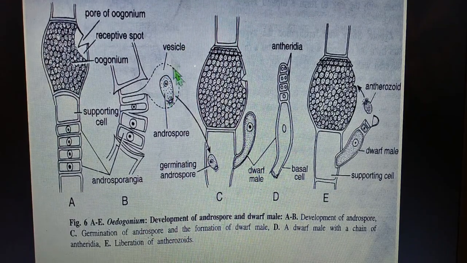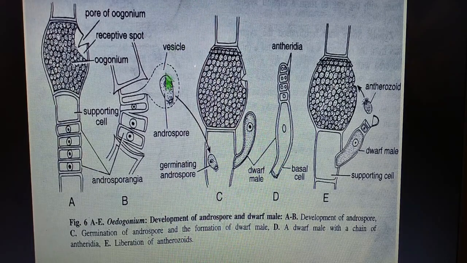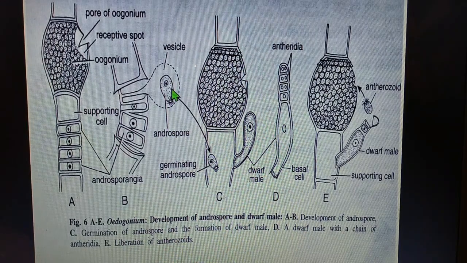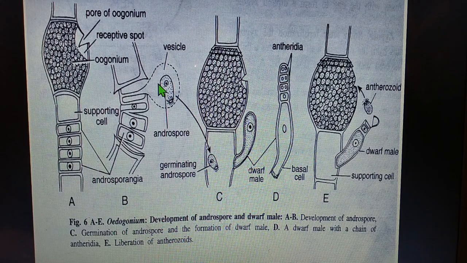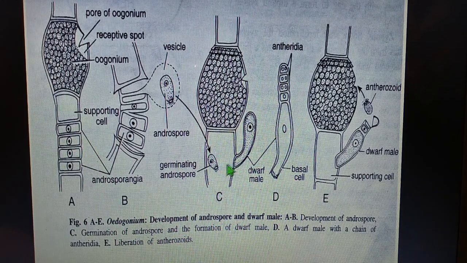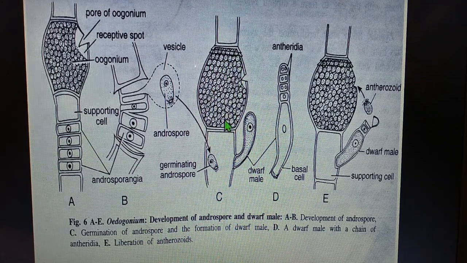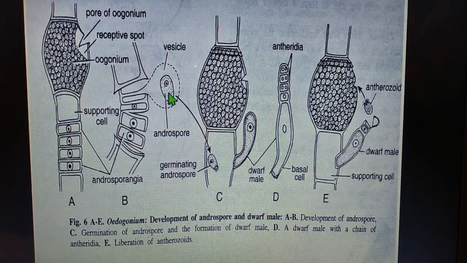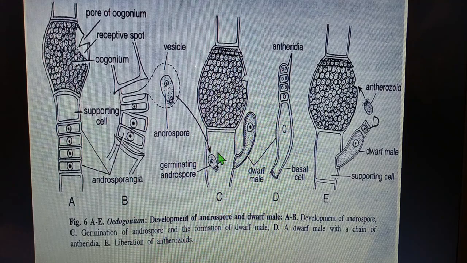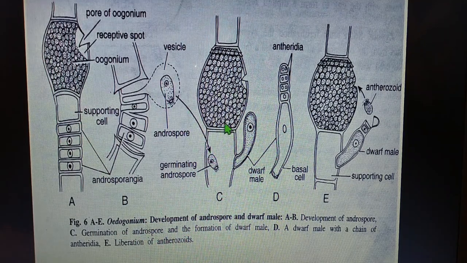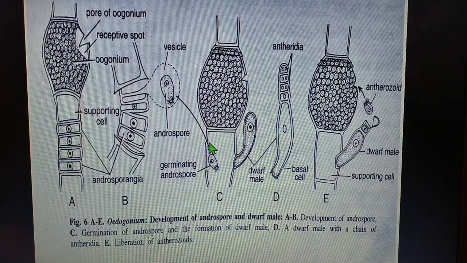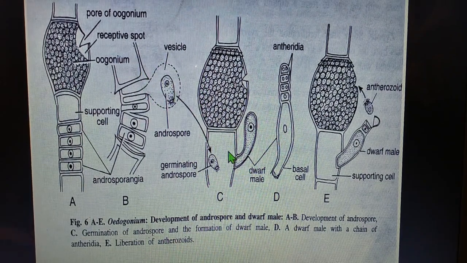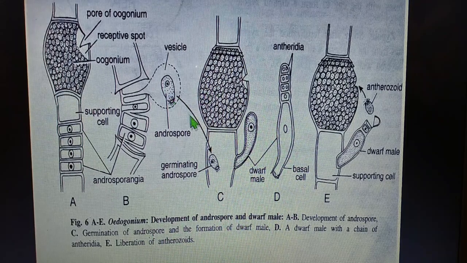It will swim in water for some time. Now after some time, it will be attracted chemotactically towards the oogonial mother cell. Suppose there is another filament nearby which has the oogonia, so this will be attracted to it chemotactically, meaning it will move in response to the influence of a chemical stimulus. When there is a chemical stimulation, it will be attracted to the oogonial mother cell.